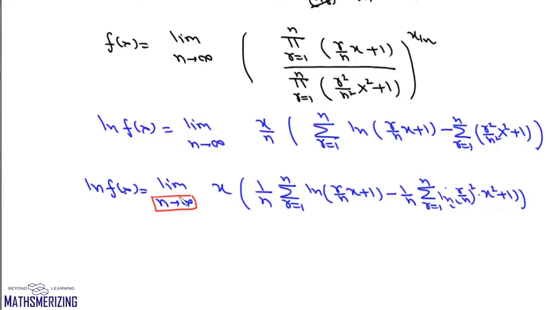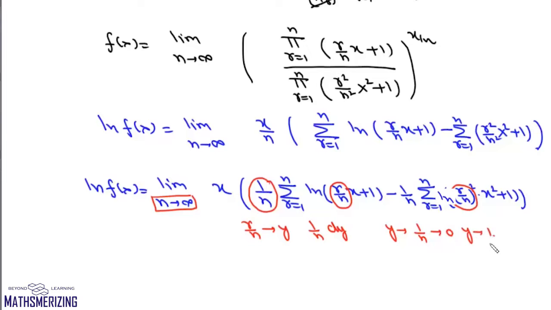This is the limit as n tends to infinity. We have this 1/n, and we also have r/n at every place. And since x is already present in this variable, I'll take r/n as y, 1/n as dy, and we have to take the limits. If we put r as 1, then the limit of y will be 1/n, and as n tends to infinity, it will be 0. And when r is n, this is 1.